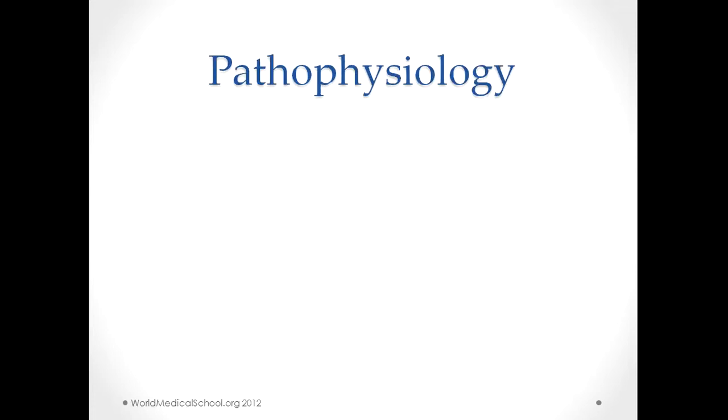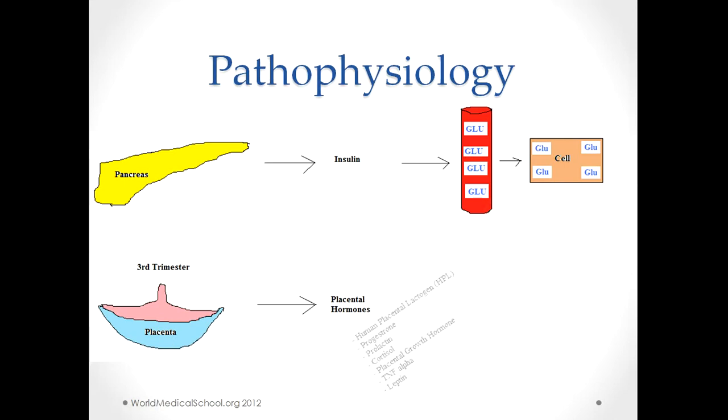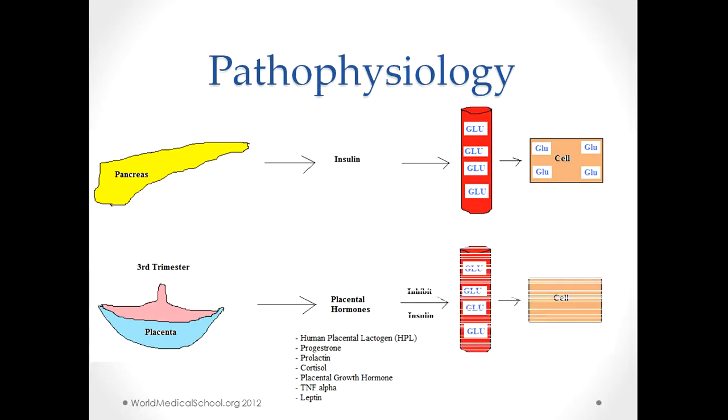The normal physiology is that the pancreas secretes insulin, which pushes the glucose from the bloodstream into the cells. While in gestational diabetes, the placenta in the third trimester secretes placental hormones like HPL, or human placental lactogen, progesterone, prolactin, cortisol, placental growth hormone, TNF-alpha, and leptin. These hormones inhibit the action of insulin, which causes the glucose to remain in the bloodstream.